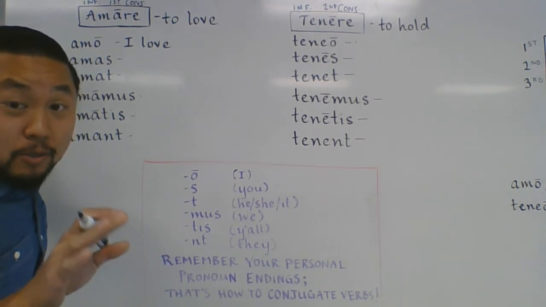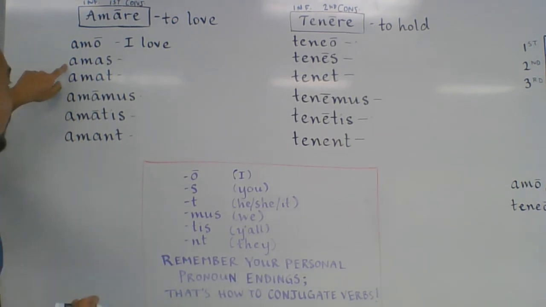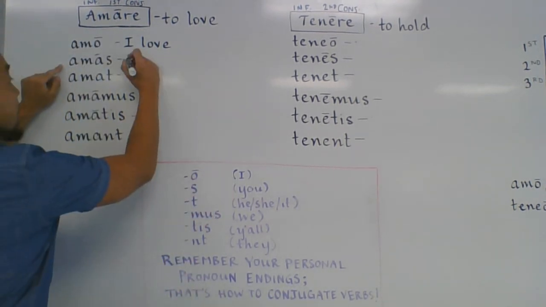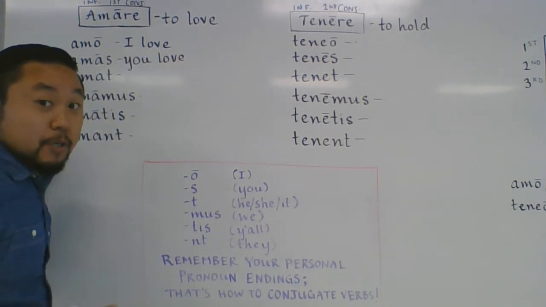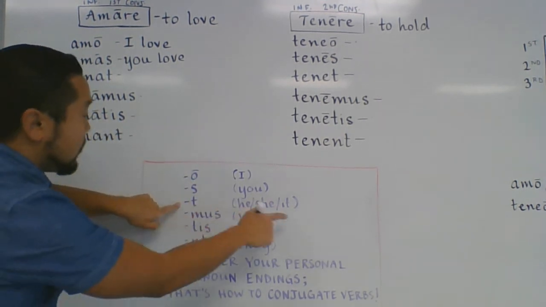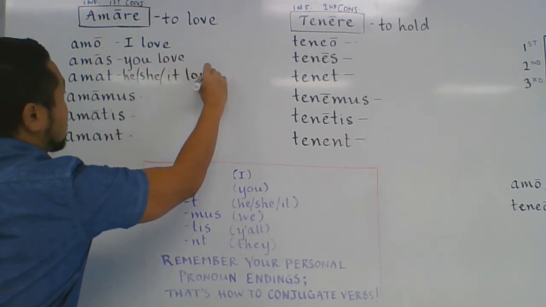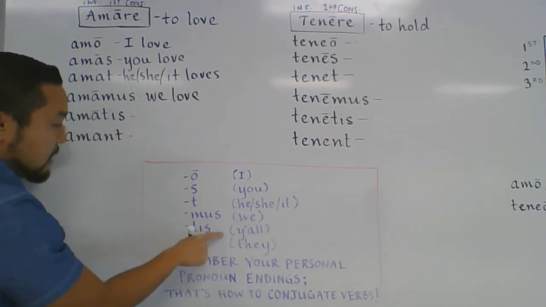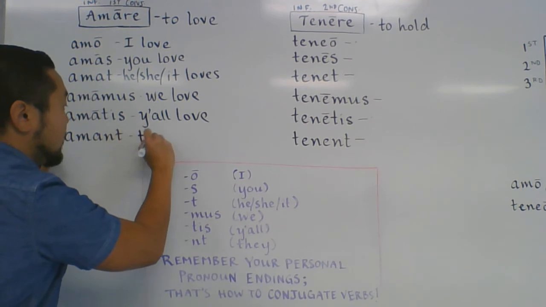And it is exactly the same in Spanish right here. Stay with me, Spanish speakers, because you're going to see that it is almost identical for almost all of the forms. When we add s here, that means you are the one that's doing the action. So amas, that means you love. Sound familiar, Spanish speakers? It's because it's the same. We'll continue. If we have amat, that's he or she or it loves. Amamus, that's we love. Amatis, y'all love. And amant is they love.